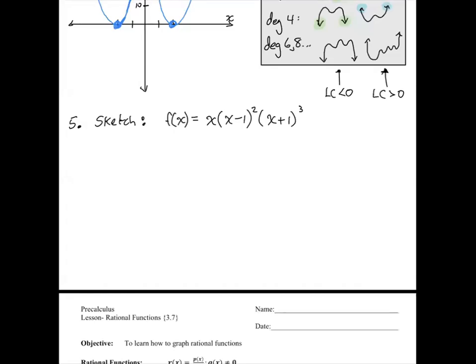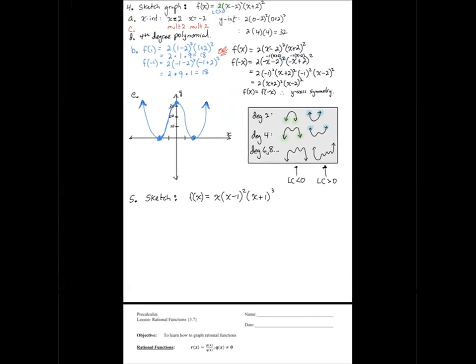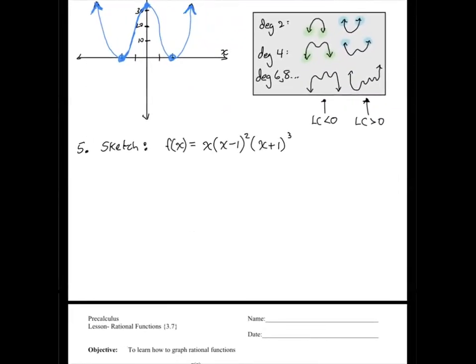So the new number 5, I should say, because there was no number 5 before. So these are the ones that we covered. I created a number 4 and a number 5, and I said we would start with the number 5 today. All right. So we start off with x-intercepts.